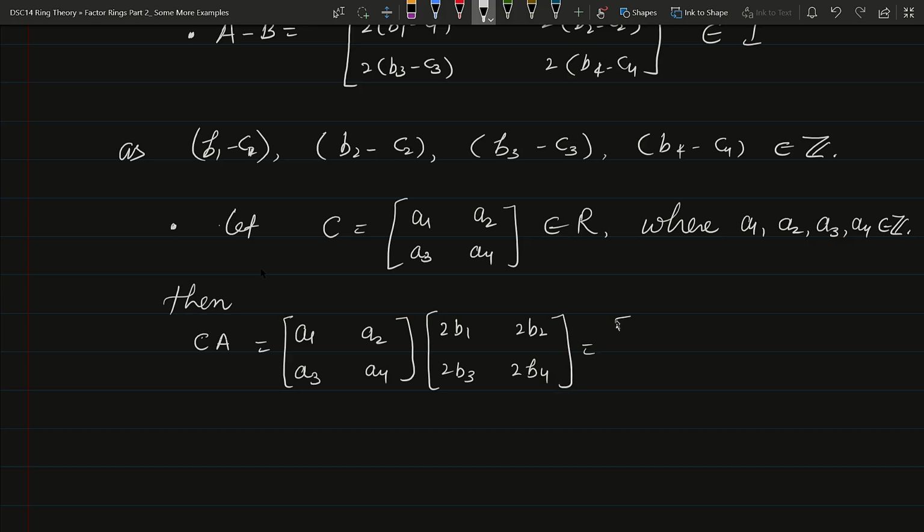So it will be equal to, when we multiply, a1 b1 and a2 b3, and we have the factor 2 here. So I can write 2 times (a1 b1 plus a2 b3). Then here we have 2 times a1 b2 plus 2 times a2 b4, so I can write 2 times (a1 b2 plus a2 b4). And similarly we can write 2 times (a3 b1 plus a4 b3).